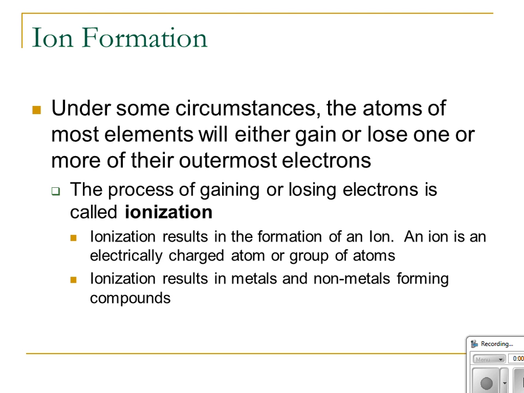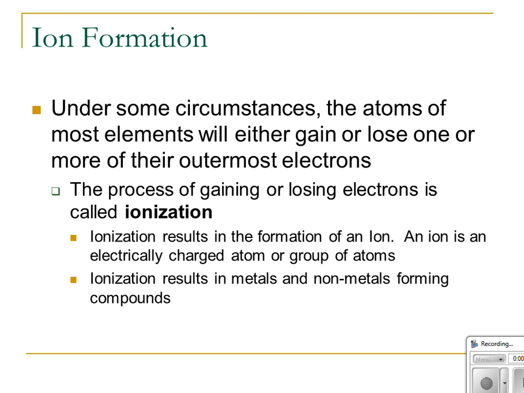So we've talked about elements on the periodic table standing alone, meaning we've talked about their protons, electrons, neutrons, and atomic number. Now we're going to talk about the idea of them coming together. Under some circumstances, the atoms of most elements will either gain or lose one or more of their outermost electrons. The process of gaining or losing electrons is called ionization.